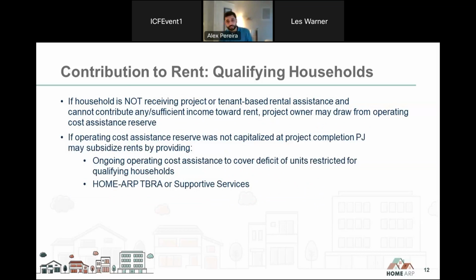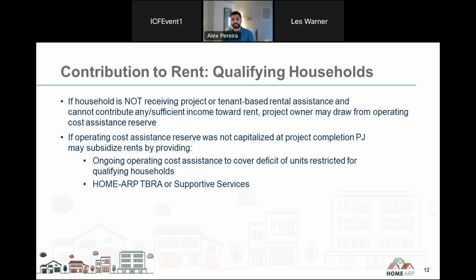Now, if the household, and again, we're talking about QP households here, is not receiving any form of project or tenant-based rental assistance, and based on its income, it cannot contribute any sufficient income towards rent, that will most likely cause a deficit in terms of the operating of the program, because the operating costs are more or less fixed, but the tenant's contribution to rent is low, because the household is a QP household, it's likely to be a low contribution.